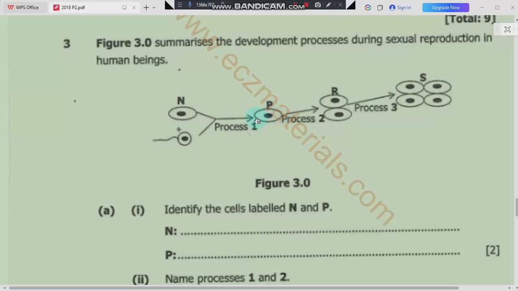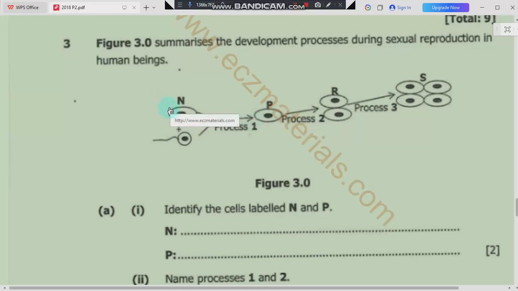Then this one here that is produced is splitting to form two cells, and then the two cells are further undergoing another process to produce four daughter cells. So the question says on A1, identify the cells labeled N and P. So we have cell N and we have cell P.